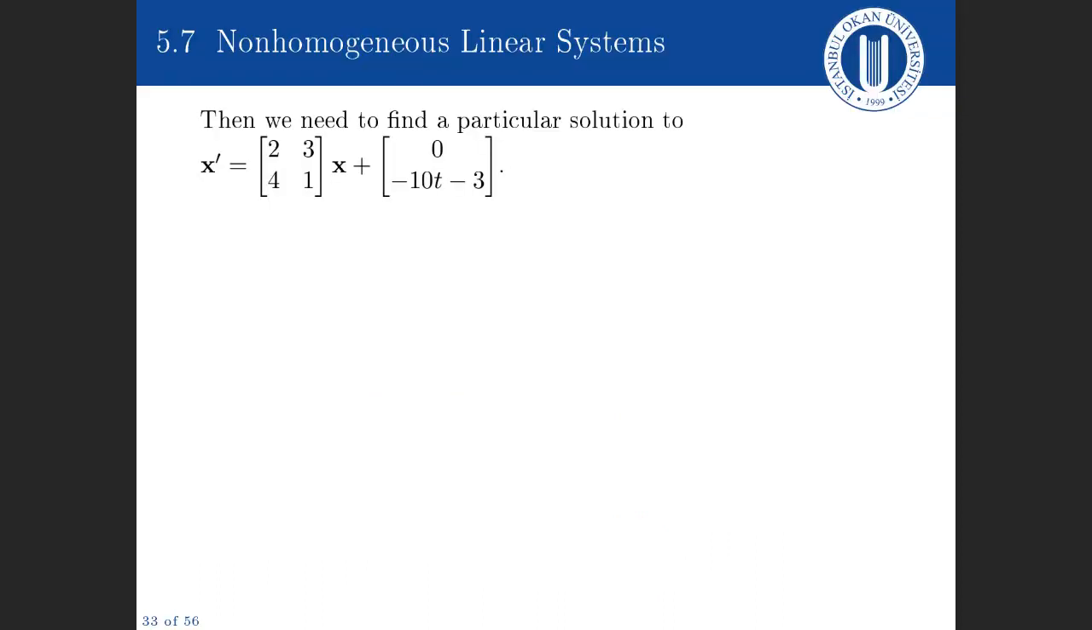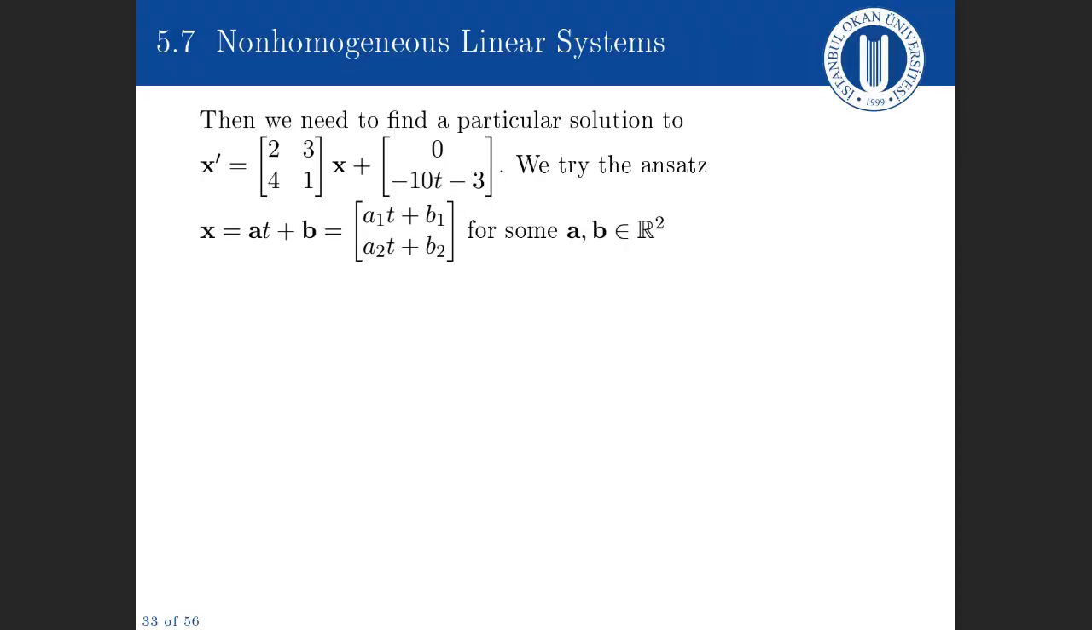We've got one more equation we need to look at. X prime is equal to the matrix (2, 3; 4, 1) times x plus the vector (0, minus 10t minus 3). Look at the function g. What type of function do we have here? We have a first degree polynomial. So our ansatz is going to be a first degree polynomial. We're going to look at x is equal to at plus b for some vectors a and b.